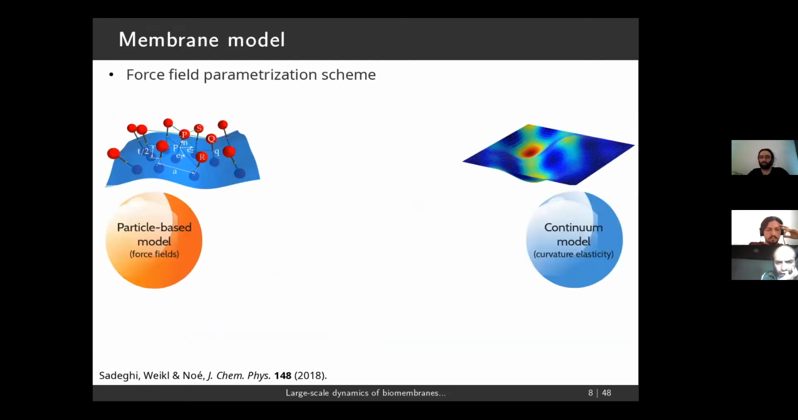So this would be my parameterization strategy. On the continuum front, if you consider the membrane as a continuous surface, you can work with the curvature elasticity. And with such a particle-based model, we would have a discrete geometry of distances and angles, and these two could be connected through differential geometry of the surfaces.